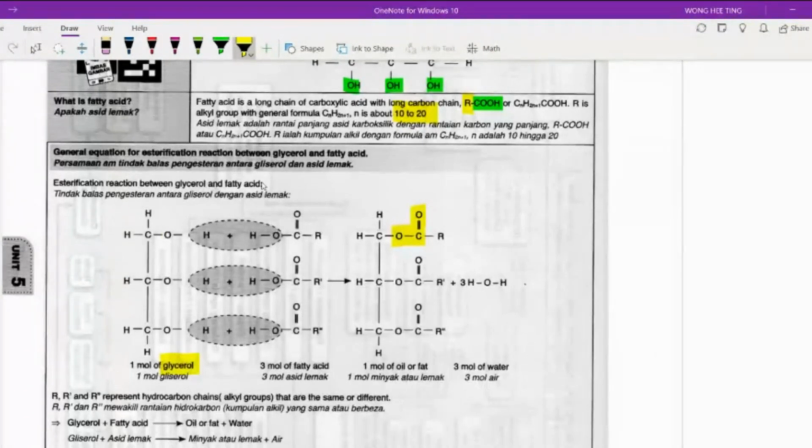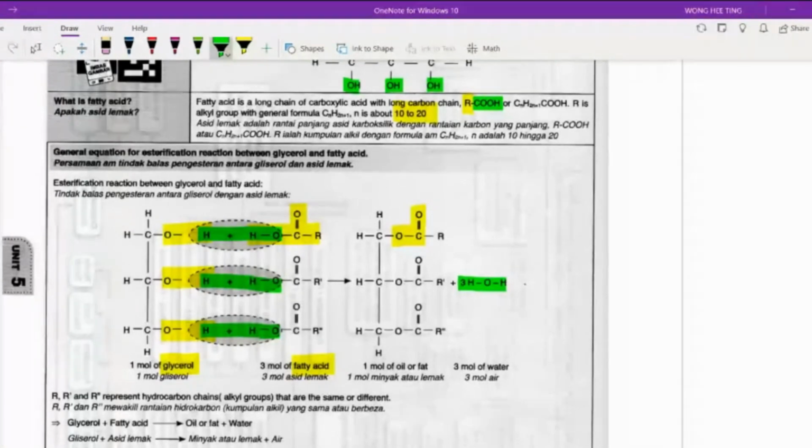Glycerol has 3 hydroxyl groups here. Then it reacts with 3 moles of fatty acid. This one is 1 fatty acid, and there are 3. This one is not combined, but this one is combined. 1 glycerol means 3 hydroxyl groups. So they will form water. This means 3 moles of water are released, or produced.